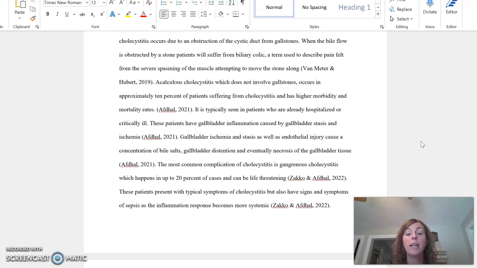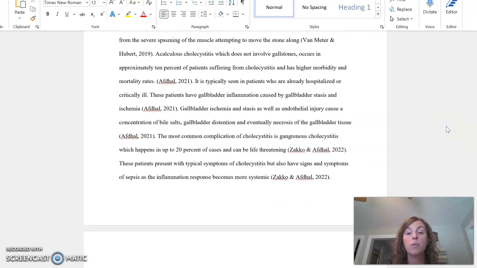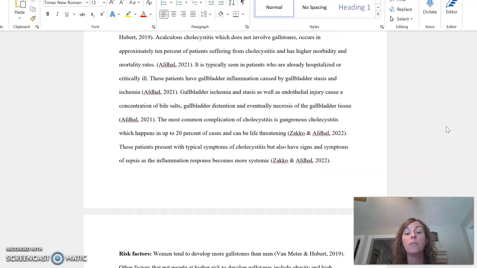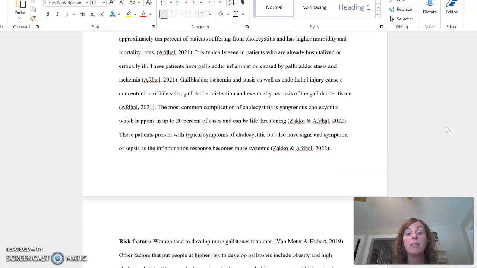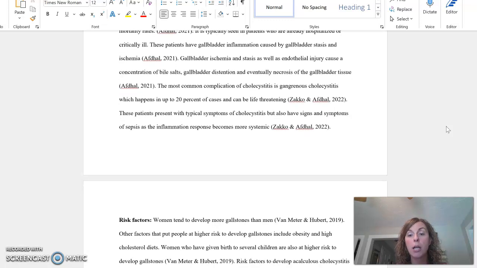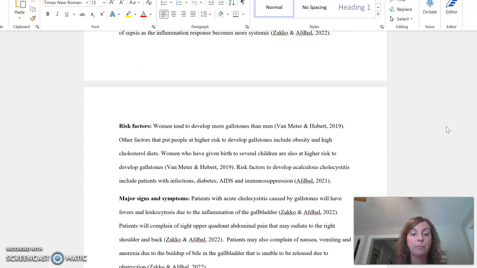The most common complication of cholecystitis is gangrenous cholecystitis, and this can happen in up to 20% of cases, and it is considered life-threatening. These patients will present with the typical symptoms of cholecystitis, so the abdominal pain, fever, leukocytosis, but also have more severe symptoms and signs of sepsis as the inflammation response becomes more systemic. They might suffer from tachycardia, hypotension, an elevated lactic acid level.